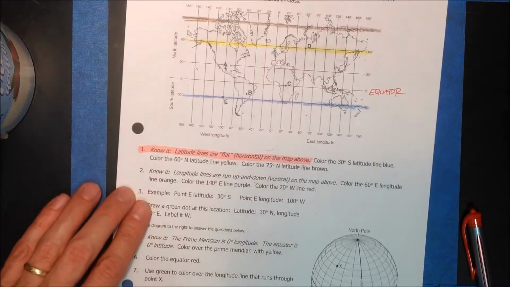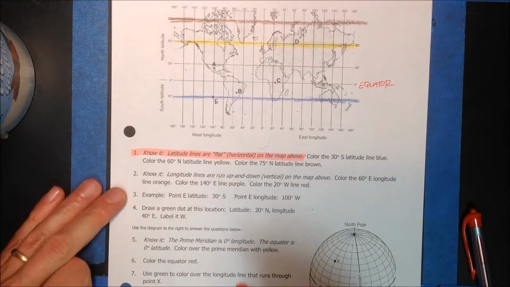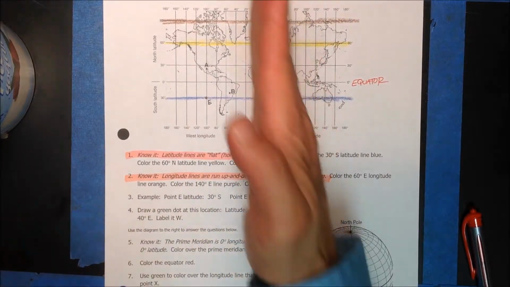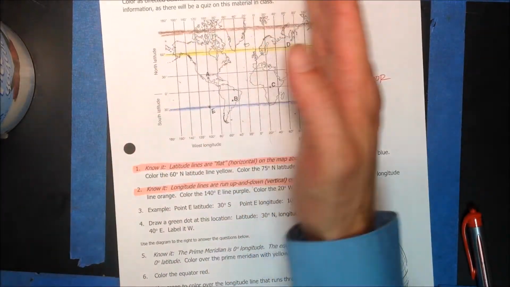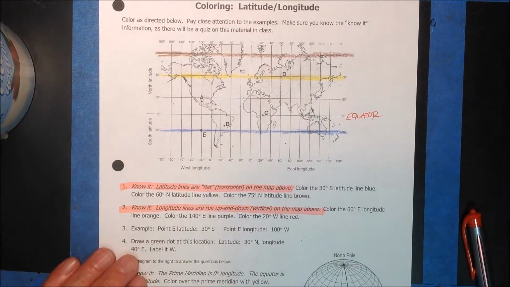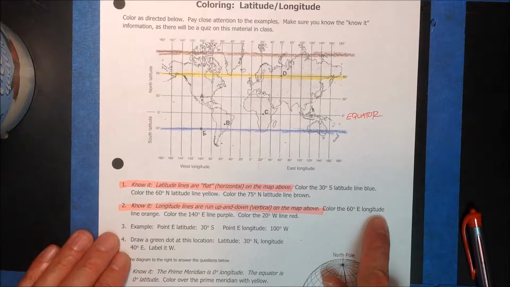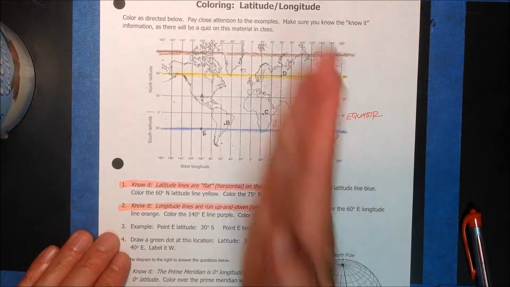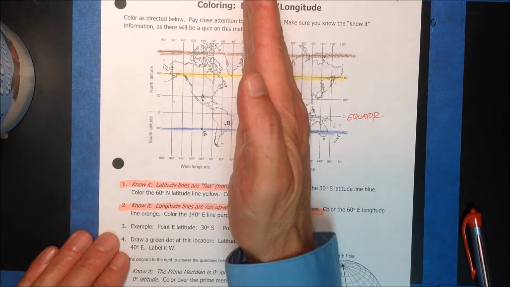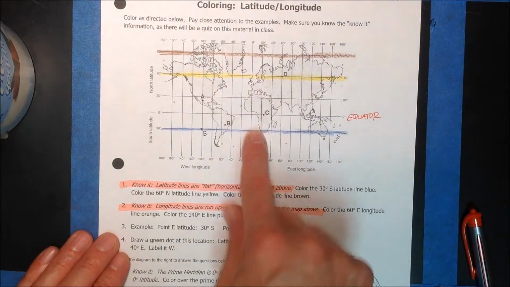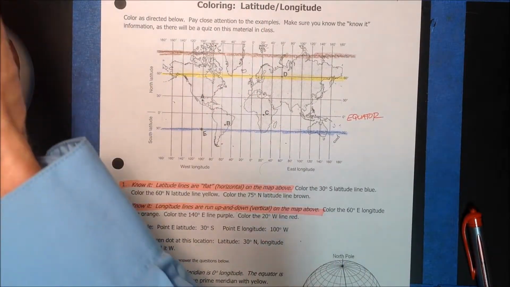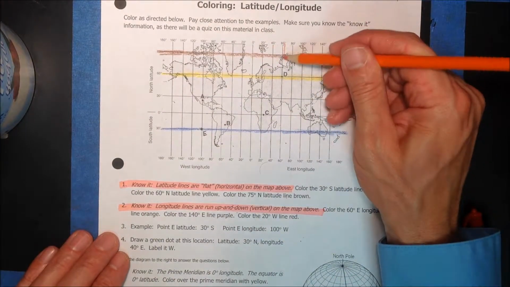Number 2, Know It. Longitude lines run up and down on the map, or vertical. So, longitude lines are these. Knowing the difference between them is key. Make sure you know it. Come up with a way to know it. Again, flat really helps people. And we're going to color the 60 degree east longitude line orange. So we're comparing it to 0 here. These are east of 0. This is called the prime meridian, it is 0, and these are all west. So what are we doing? 60 degrees east, and we're coloring it orange, and it's this one right here.